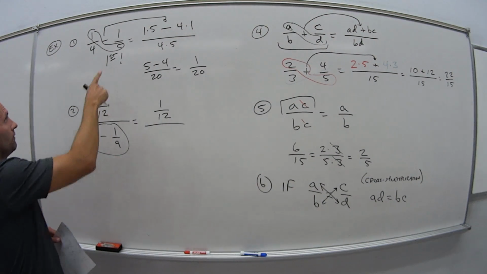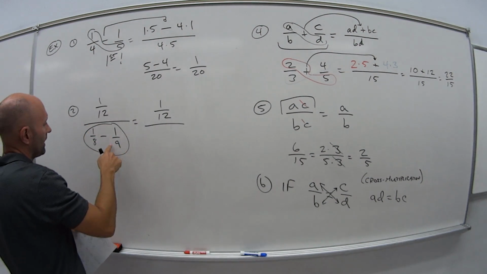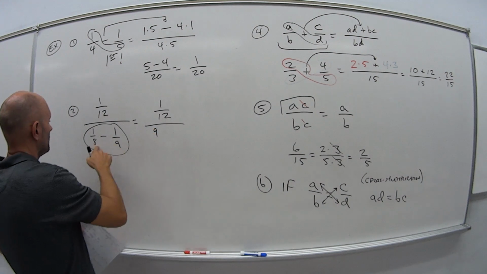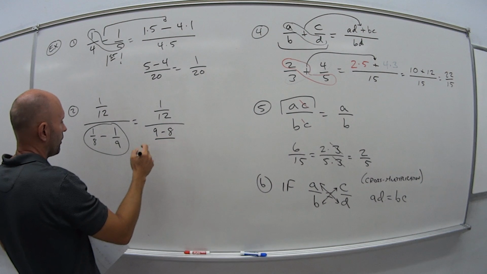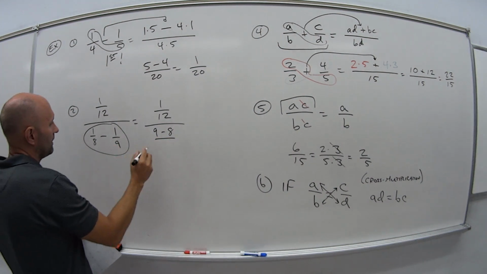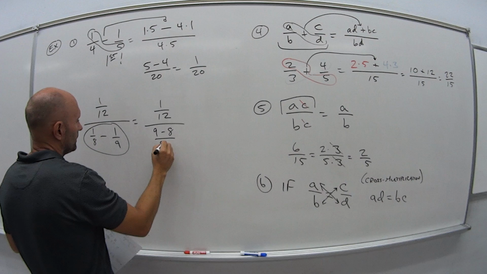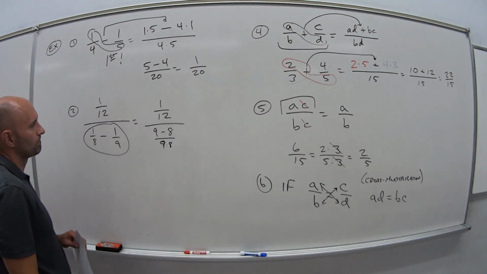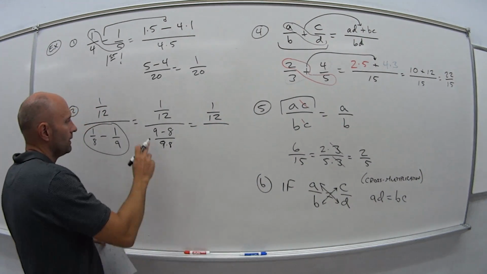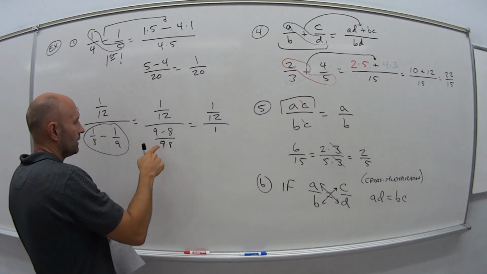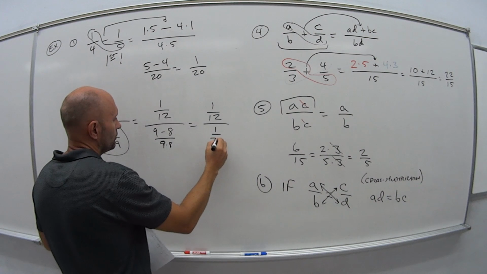The denominator follows like we just did. So 1 times 9 is 9. 8 times 1 is 8. And then you have this minus sign here all over 9 times 8. So let me just put that here, 9 times 8. Simplify this, we have 1/12 in the numerator. 9 minus 8 is 1. 9 times 8 is 72.